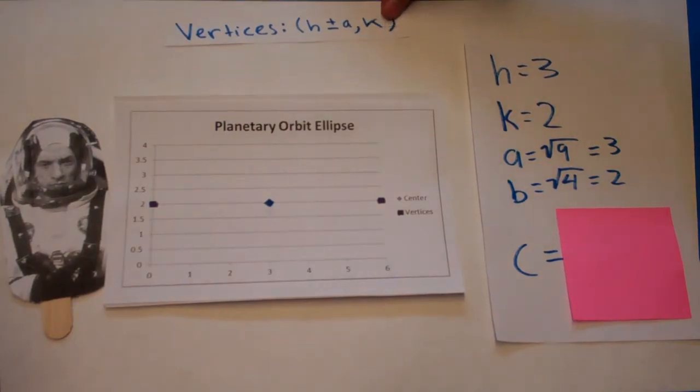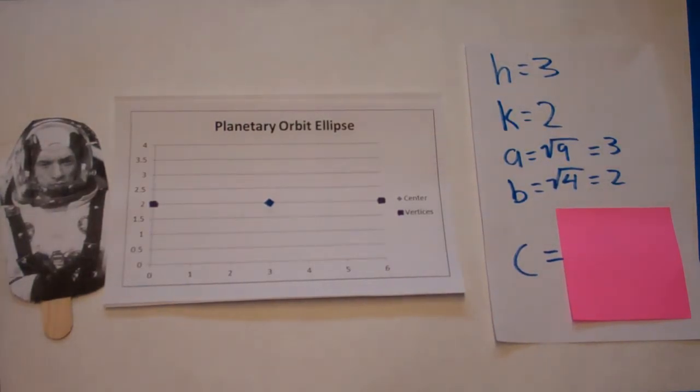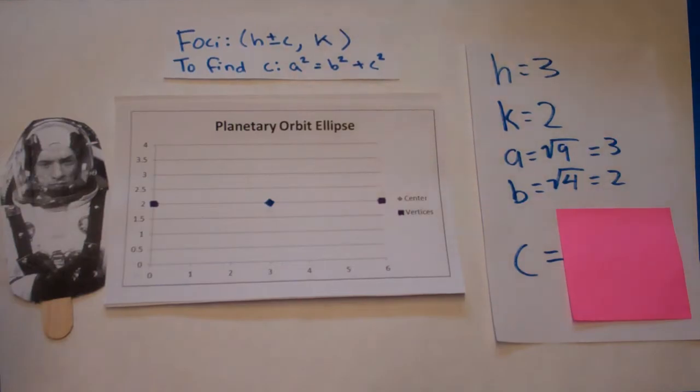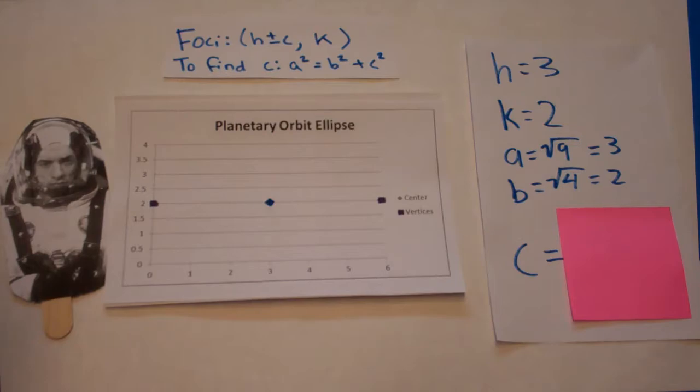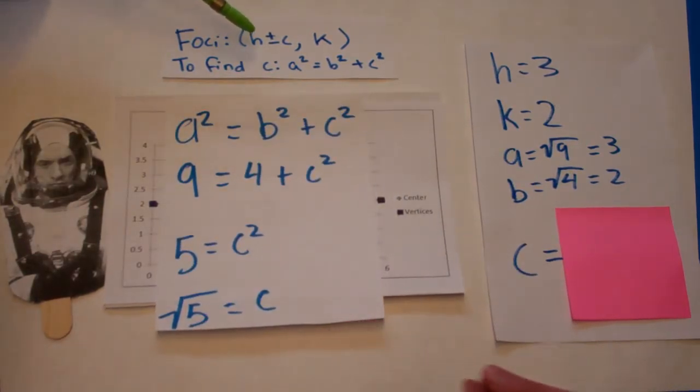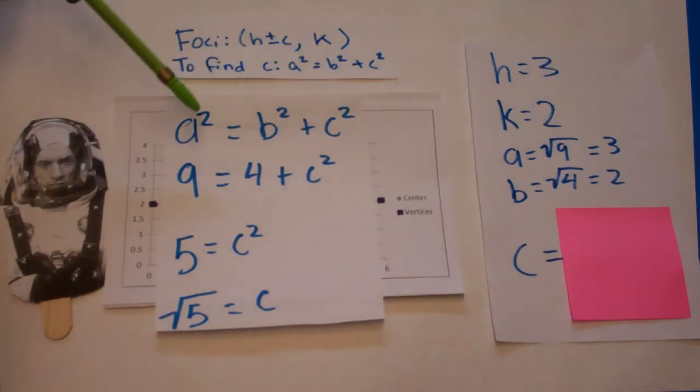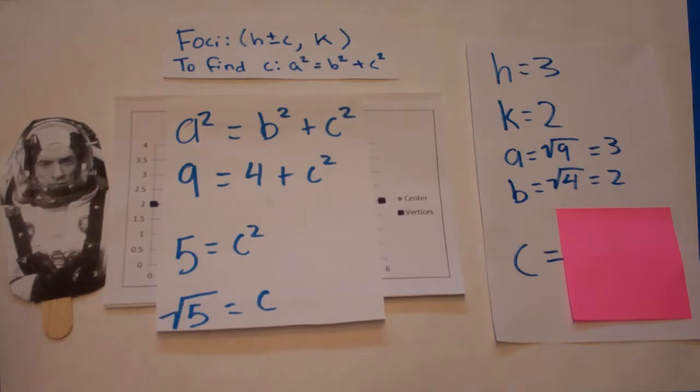The final step to finding the information needed to graph the ellipse was finding the foci. With a horizontal ellipse, the foci are (h plus or minus c, k). In order to find c, he used the equation a squared equals b squared plus c squared. Tom Hanks substituted the values for a and b into the equation and then used algebra to solve for c.